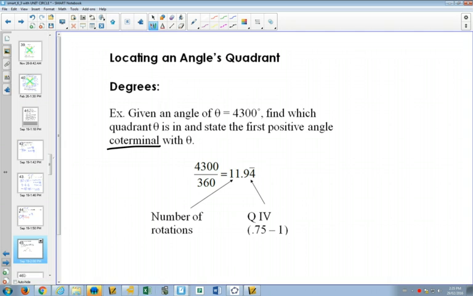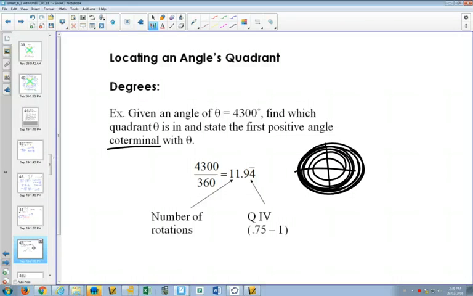So if we did degrees and you had 4,300 degrees, if this was a calculator question, what you could do is you could divide by 360 and get a decimal. If you divide it by 360, you get 11.94 repeated, which means it's not quite 12 times around. It goes 11 full times around. And then not quite 12 times around.